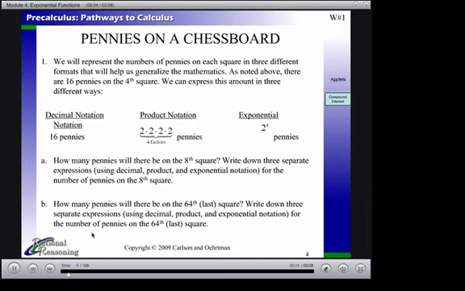And then here's the short way to do that. When you multiply a number together 4 times, that's what it means to raise that number to the 4th. So the exponent is the number of times that you multiply this number by itself.